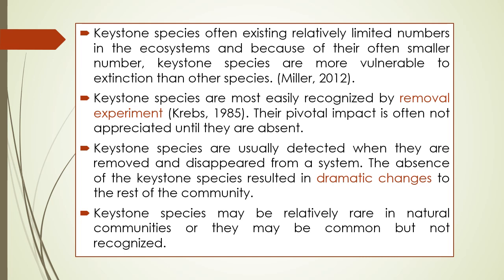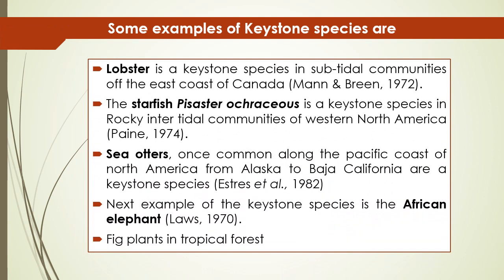Various scientists across the globe have been studying the role of keystone species after the drastic decline of certain species from the ecosystem, and the situation that occurred afterwards. There are five generally recognized categories of keystone species: keystone predators, keystone modifiers, also called keystone engineers, keystone prey, keystone mutualist, and keystone host. Here I have given some examples of keystone species: lobster, starfish, sea otter, African elephant, and fig plants.